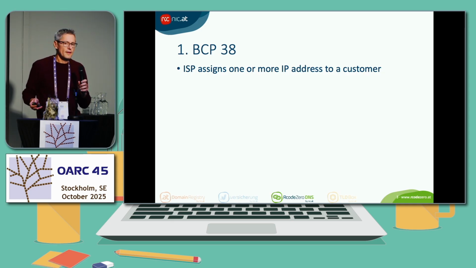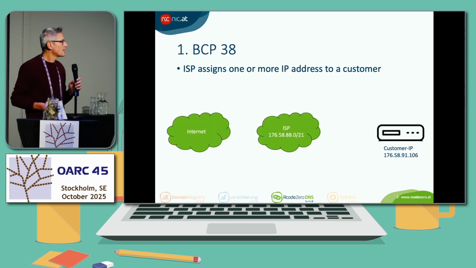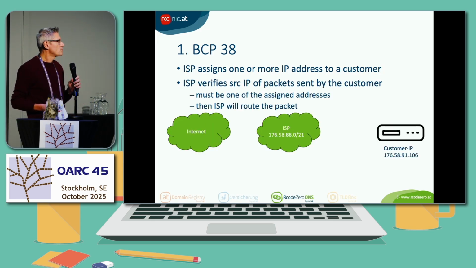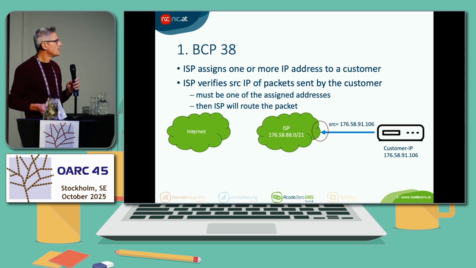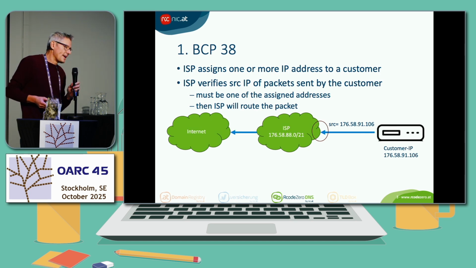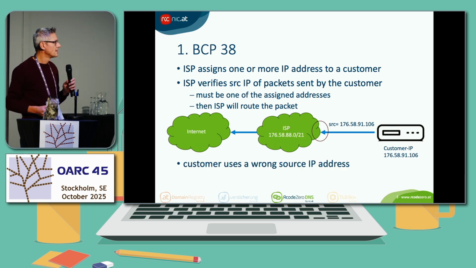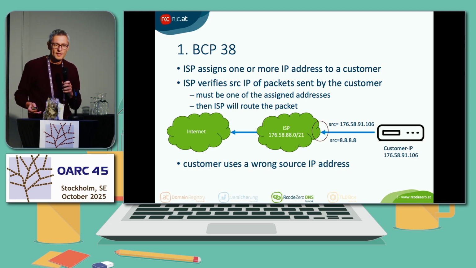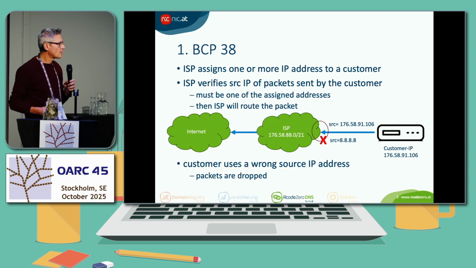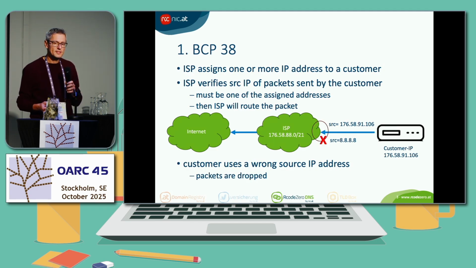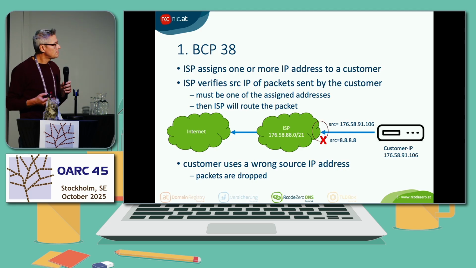BCP38. If you have your server with some internet service provider, you usually get an IP address from that provider. On the right side is our server. We can use the IP address that was assigned to us by the ISP to connect our server to the internet. And actually, the ISP should do filtering so that only IP addresses assigned to our server are allowed to send traffic out to the internet. If we, for example, spoofed the source IP address, like using 8.8.8.8 as source IP address, the ISP should detect that and block that packet so that it's not routed to the internet. This is what BCP38 is about.